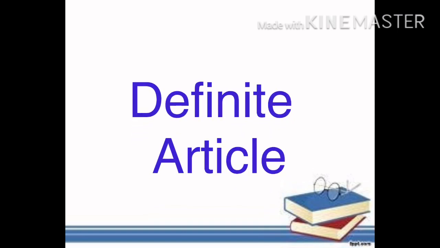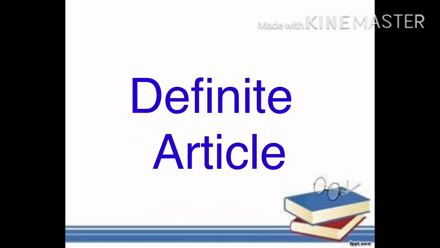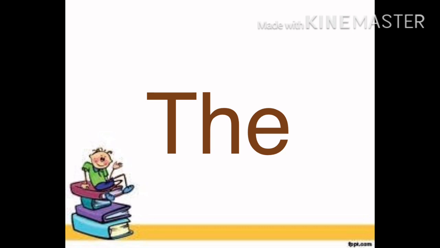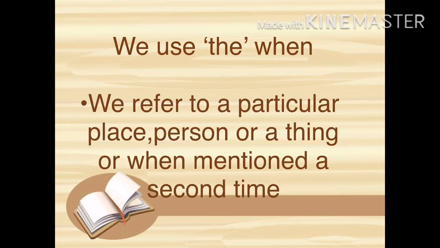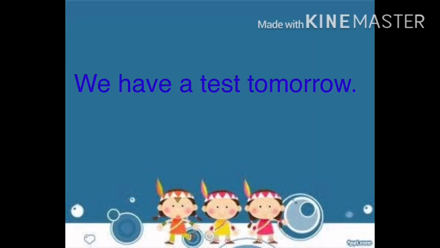Now, let's learn about definite article. Definite article is the. We use the when we refer to a particular person, place, or a thing, or when mentioned a second time. For example, we have a test tomorrow.